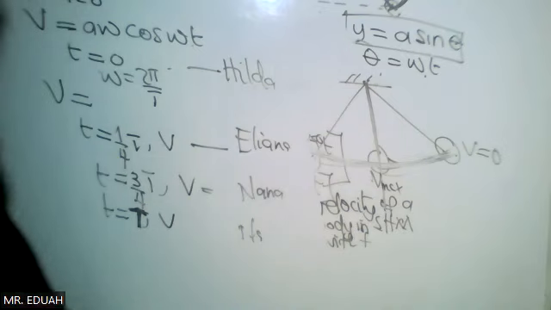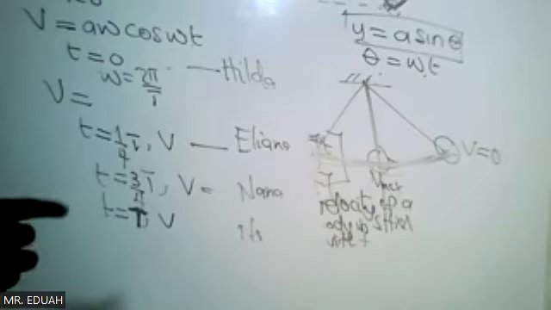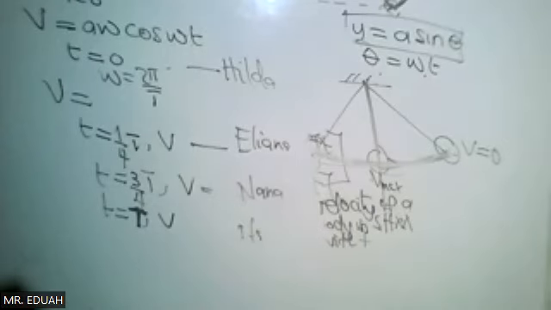Yes, Hilda, what did you get for V at t is equal to 0? Miss Teacher, I got V is equal to 2A pi on T. Yes, please. You forgot to convert the angle from radian to degree. That's why you still have T there.